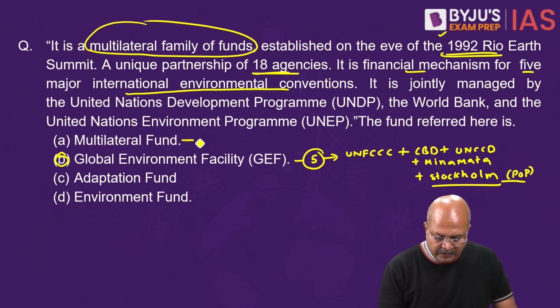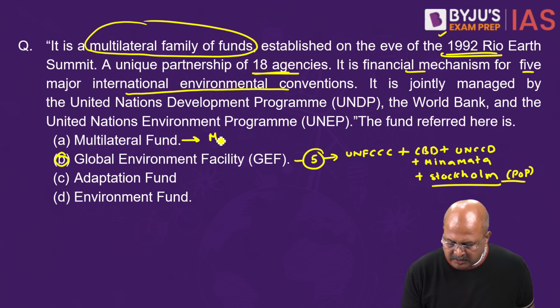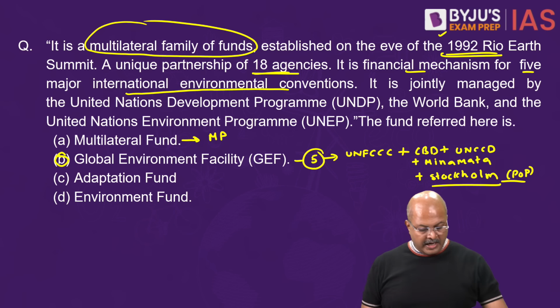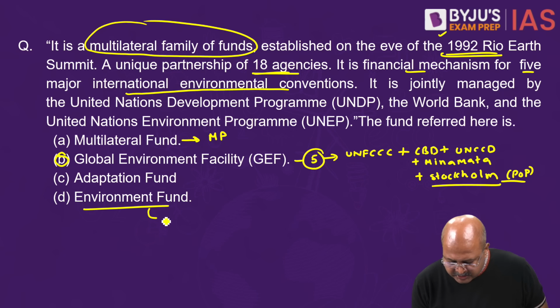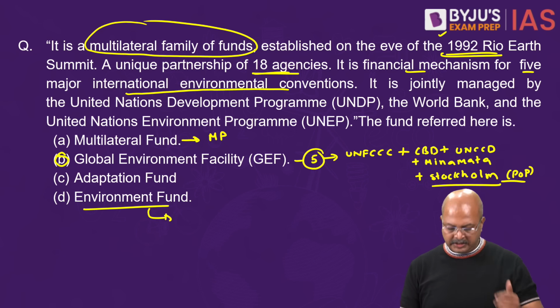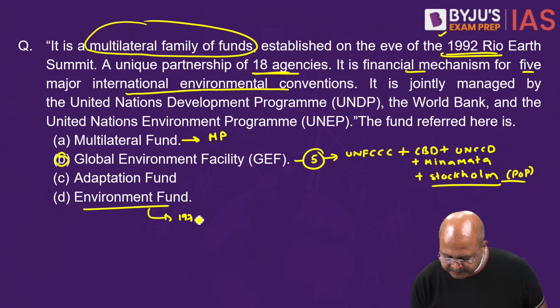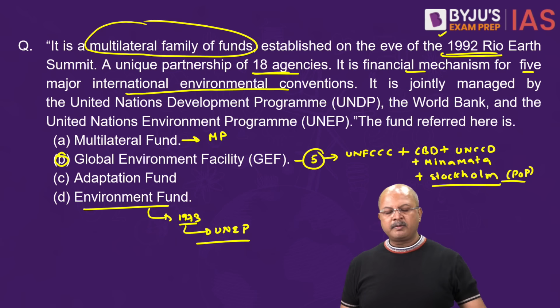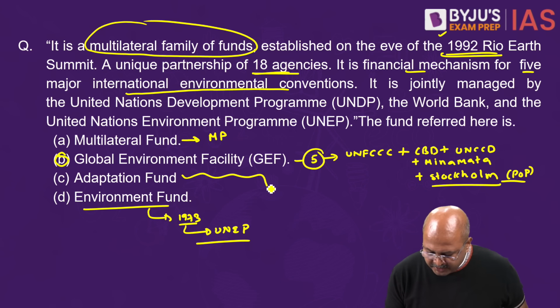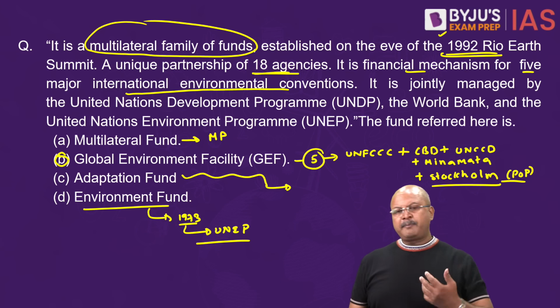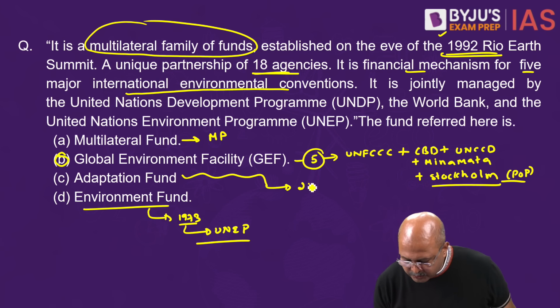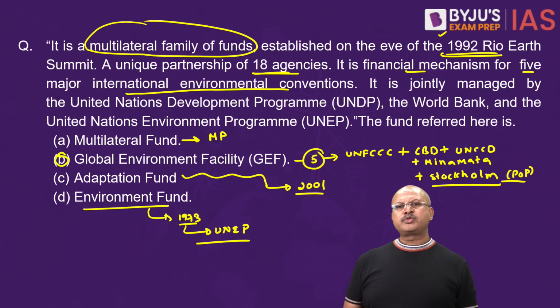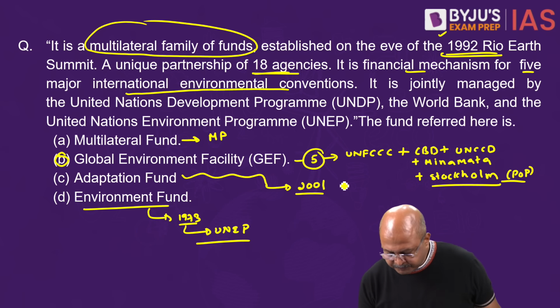Now, the Multilateral Fund, as I told, is associated with the Montreal Protocol. And the Environment Fund was set up in the year 1973, and it plays an important role to help and support the United Nations Environment Programme. And the Adaptation Fund is also very important. The Adaptation Fund was set up in the year 2001, and it is associated with the Kyoto Protocol.